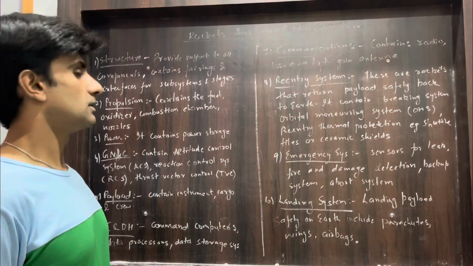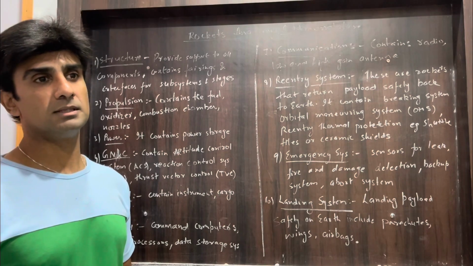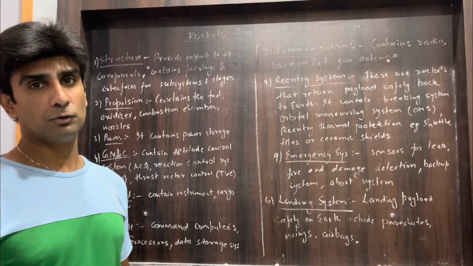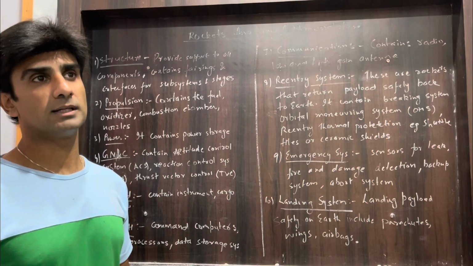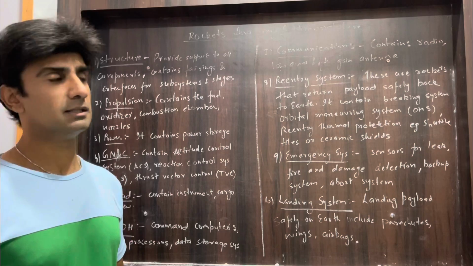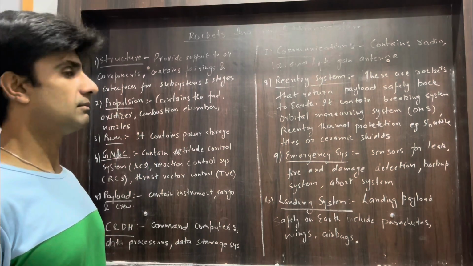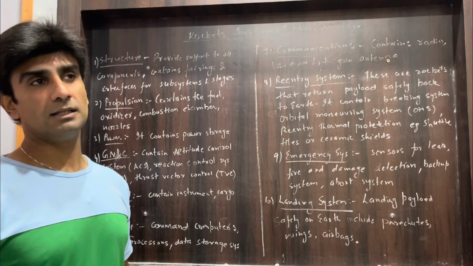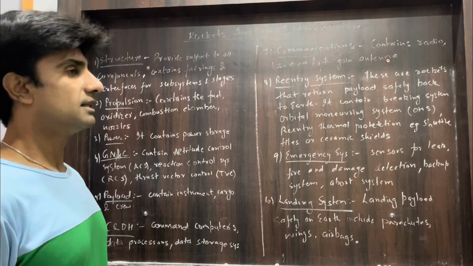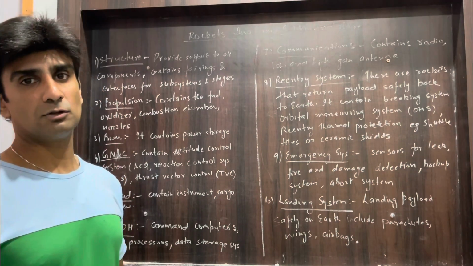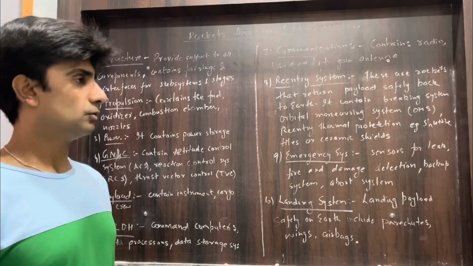And next is the propulsion term is used for the fuel of the rocket. So it is basically the area where the fuel of the rocket get burnt in the presence of oxygen. So it contains combustion chamber. Nozzle is the area from where the escape gases come out of the rocket. Oxidizer is the liquid oxygen that supplies oxygen to the fuel.